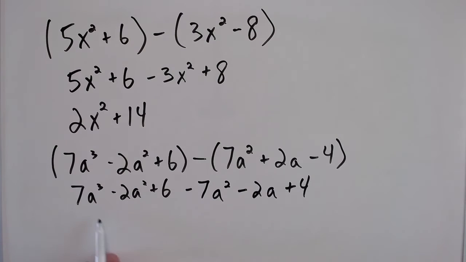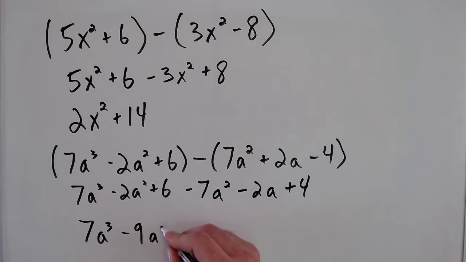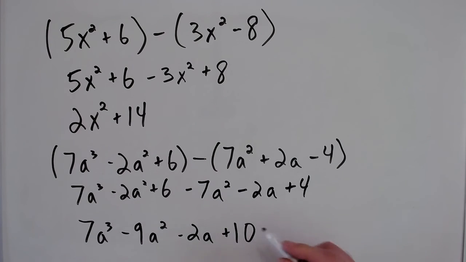So let's look at some like terms. We got a 7a cubed, but no other 7a cubes. So let's just write that one by itself. 7a cubed. All right, a squared: minus 2a squared minus 7a squared. So that's minus 9a squared. We've got this minus 2a. That's the only a by itself. So we just rewrite it. Minus 2a. We have plus 6 plus 4. That's plus 10. So we've flipped the sign where we needed to, and we've combined like terms. This is also written in descending order to the variable a.